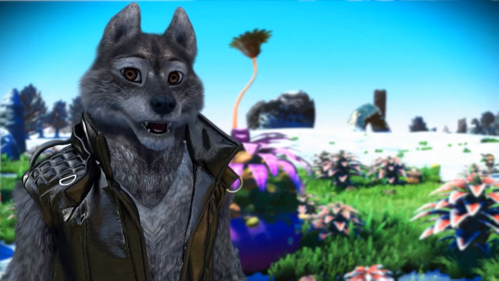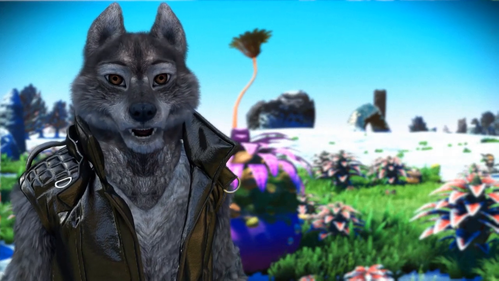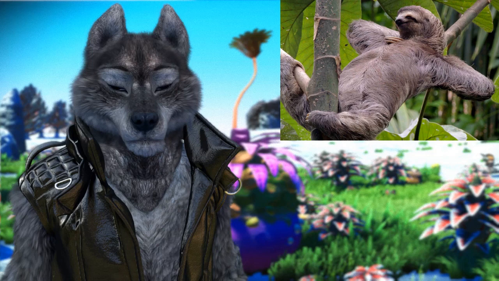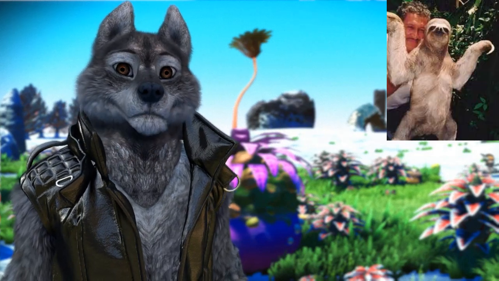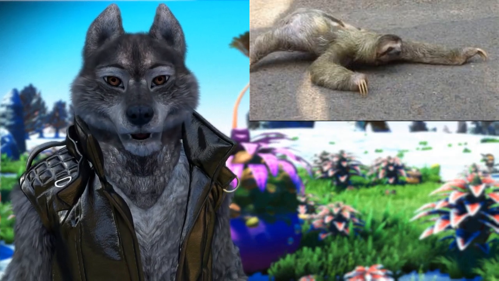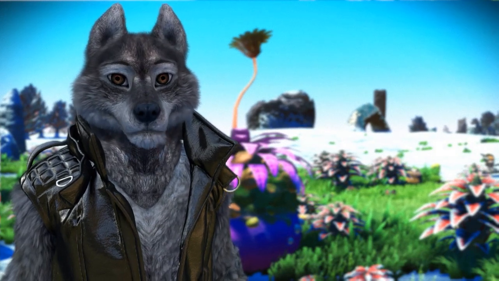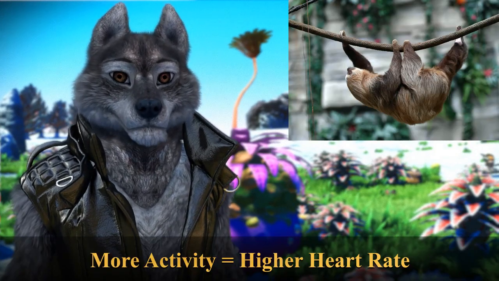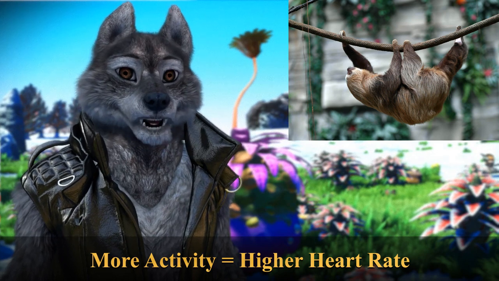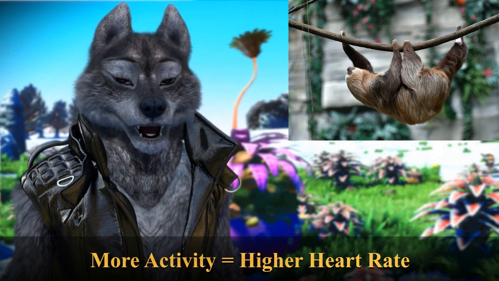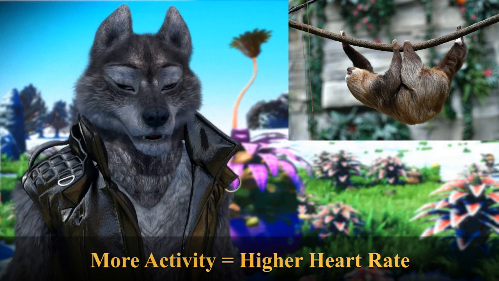Now, on your own, try taking your pulse when you've been sitting down for a while. Then try it standing up. Then walk around for a few minutes. Do it again. Do 50 jumping jacks and try it one last time. As you become more and more active, you should see your pulse go up as your heart tries to deliver more oxygen to your body.